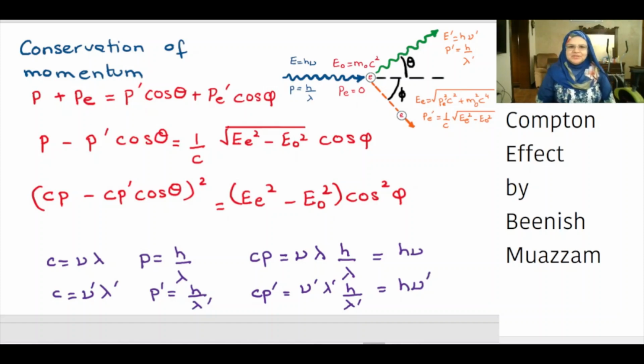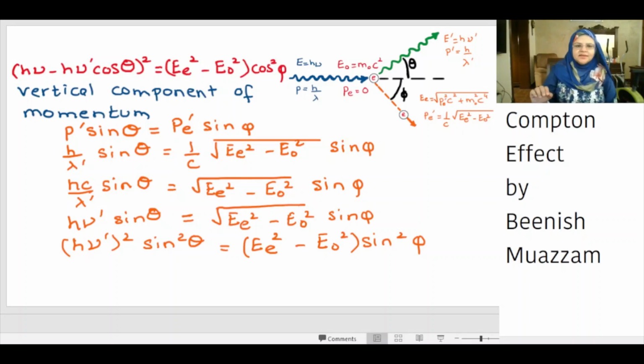Using the simple equation c is equal to nu lambda, p is equal to h over lambda, we find cp is equal to h nu. Similarly, c is equal to nu prime lambda prime and p prime is equal to h over lambda prime. We find that cp prime is equal to h nu prime. If we substitute cp is equal to h nu and cp prime is equal to h nu prime, we get the equation [h nu minus h nu prime cos theta]² is equal to [E² minus E₀²] cos² phi.